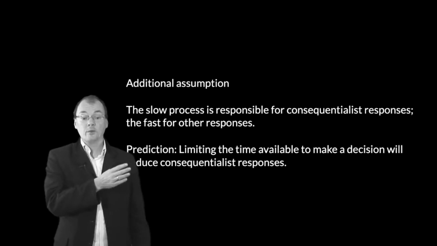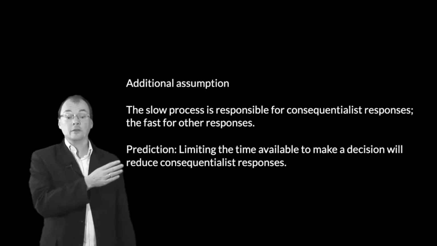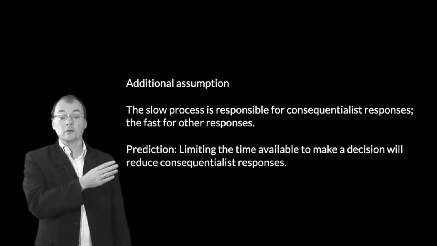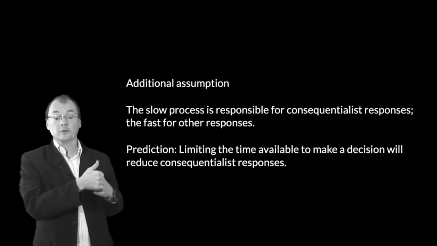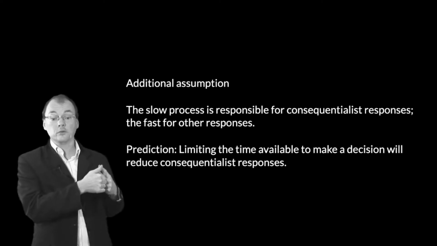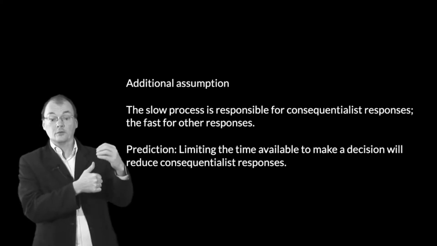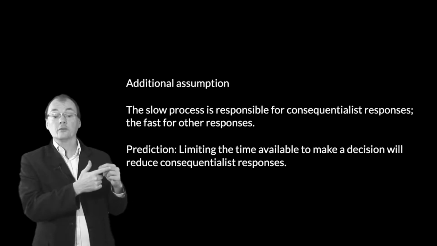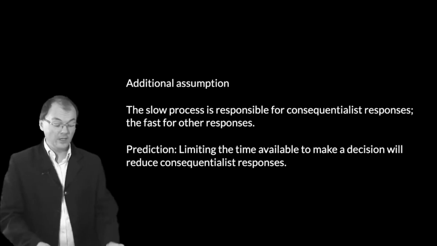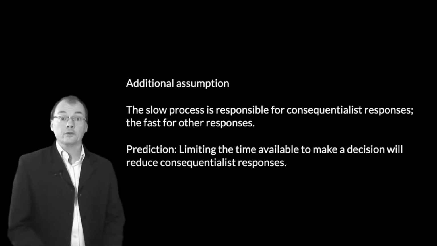So that being the case, what we'd expect is that there will be fewer consequentialist responses, either because the slow process, which is responsible for them, isn't completing at all, so isn't getting a chance to influence the response, or because it's going astray, right? It's having to give an early answer and it's not doing what it's supposed to do. It's not giving the answer that it's supposed to give you. So let's see what happens.